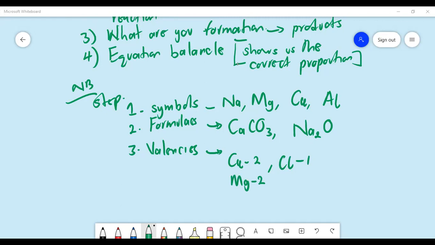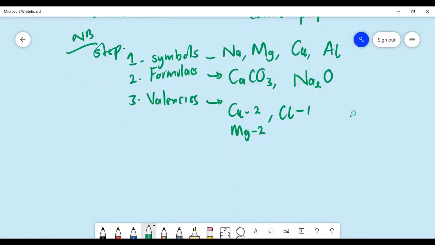Now the next thing we are going to look at, we're now trying to form an equation. So we have the very example here. Let me share this with you.